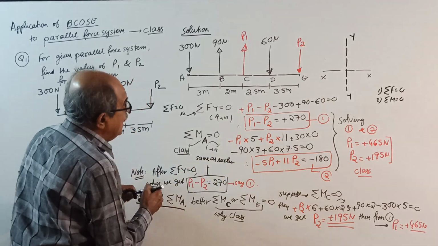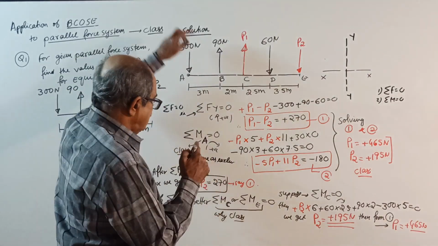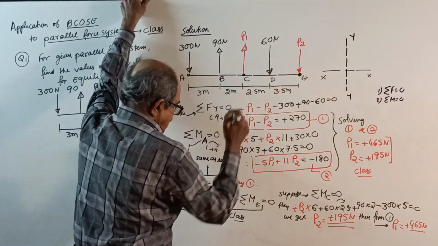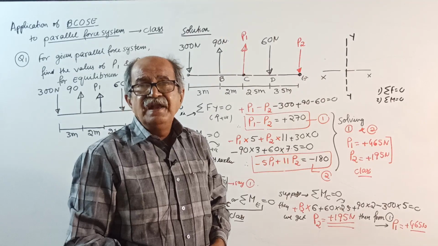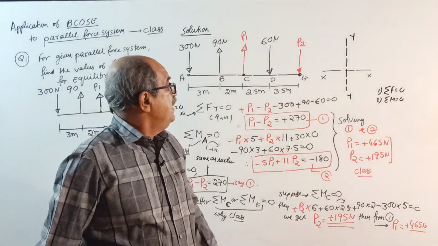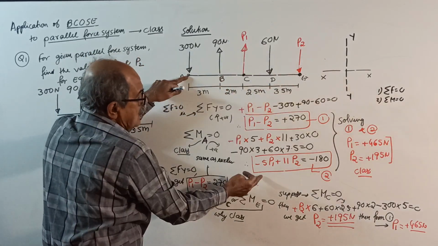Instead of sigma m about A0, it is better to consider sigma m about either C or E equal to 0. Why? I will tell now, and a little later I will tell more. See, if you take moment about A, both P1 and P2 will come. One more equation will come.